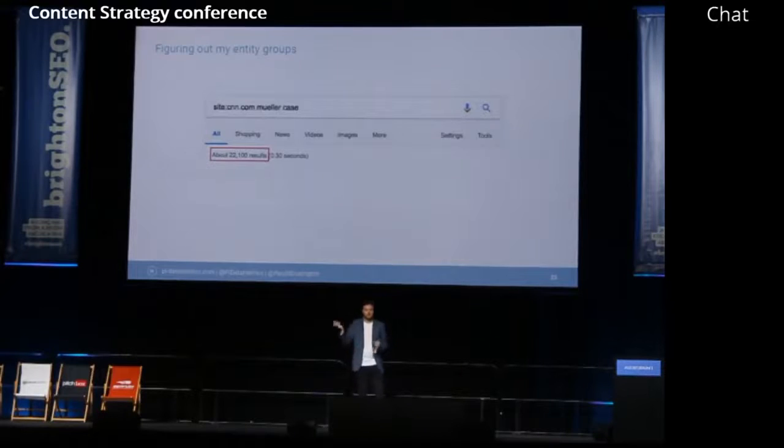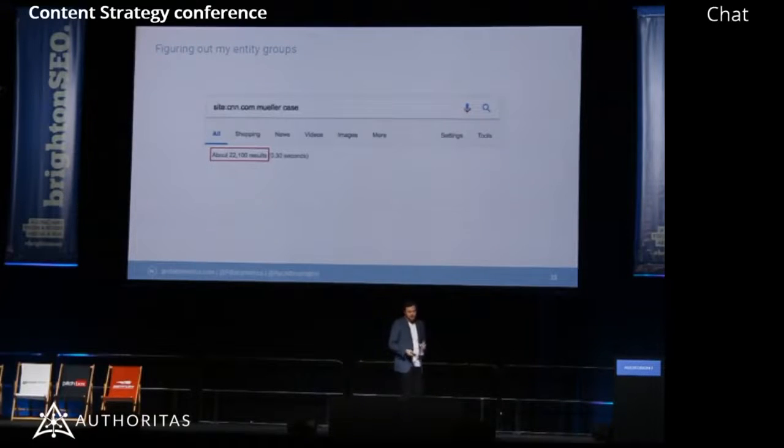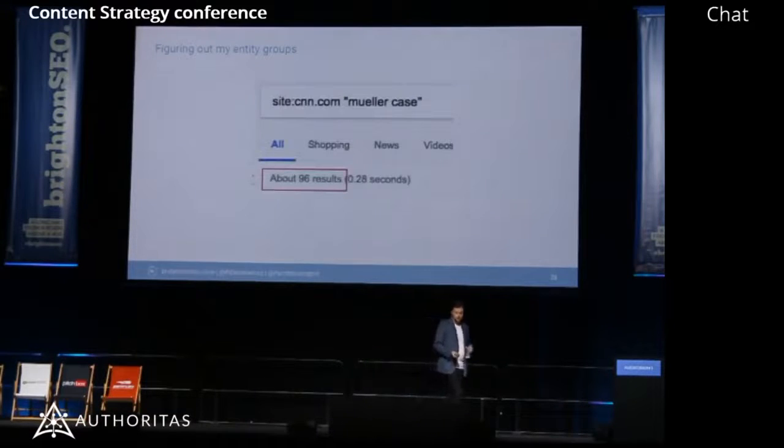And you get too many results. You've got 22,000 results. So we need to narrow it down a little bit. So we can now find, and you can do this on all of your websites, essentially any instance where Mueller and case are together on the website in Google's index. And this takes us to 96 results. And this is starting to get manageable.